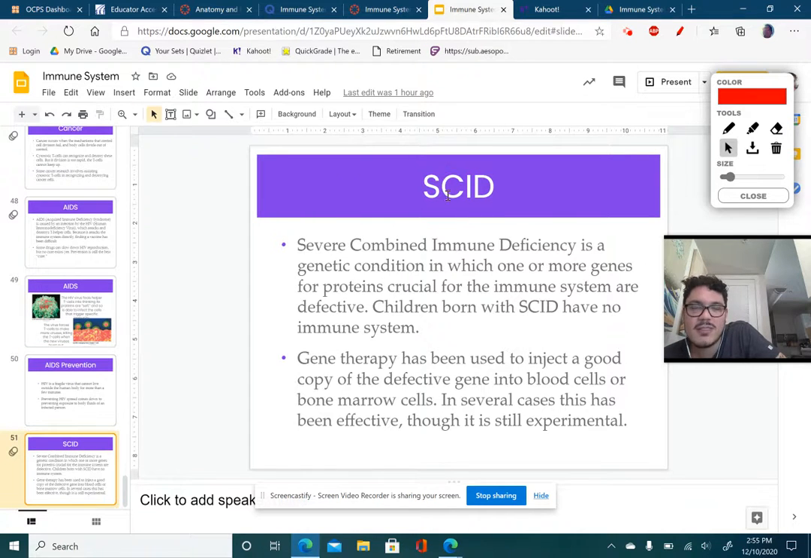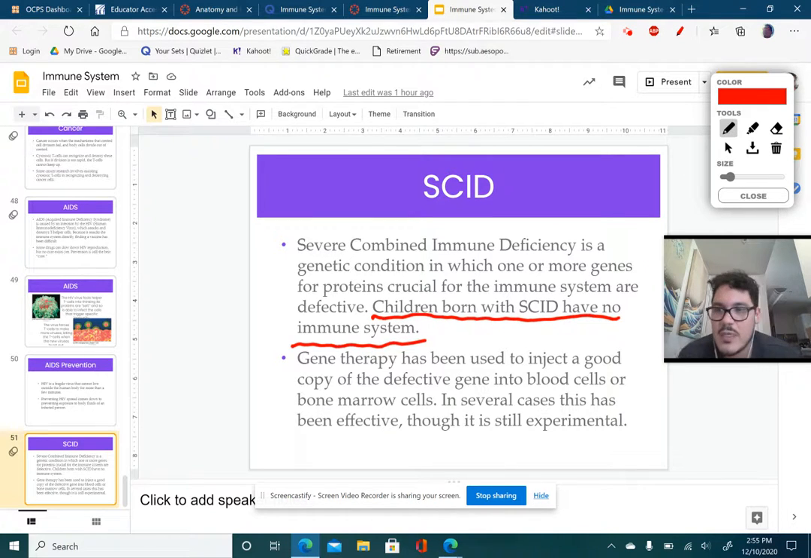Finally, to conclude, SCID. SCID is a pretty serious condition, severe combined immune deficiency. It's a genetic condition in which one or more genes for proteins crucial for the immune system are defective. So you can summarize all of that into this next sentence right here. Children born with SCID have no immune system. So children born with this condition have no immune system whatsoever. And you can imagine why that's a problem. No immune system means your body cannot defend itself against the plethora of bacteria and viruses and germs that exist in the world around us.